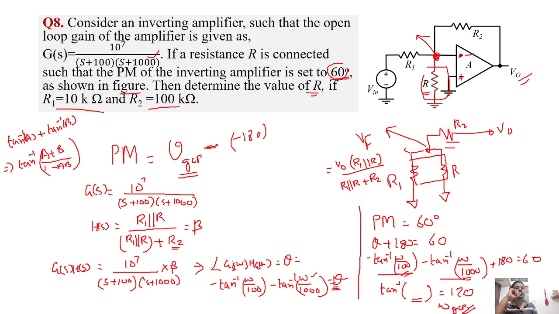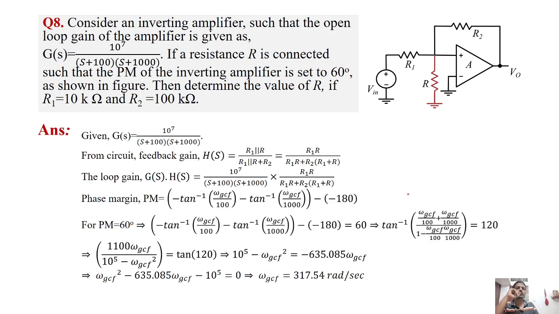So that is omega GCF. Let's see what value of omega GCF I got. I substituted the same value, using tan inverse of a plus tan inverse of b. On substituting this, we got omega GCF as 317.54 radians per second. So this is omega GCF. But our ultimate aim is to find R, right? So how do we find R?